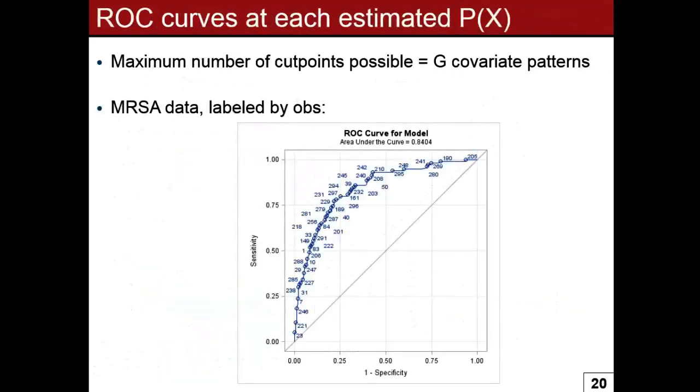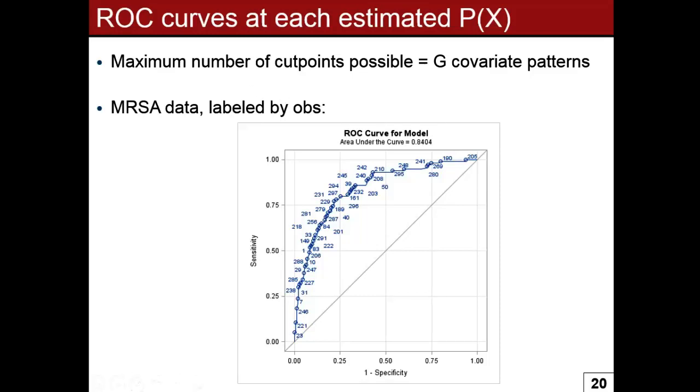So here we go. Here's an actual ROC curve that SAS would give you. This is the MRSA data set, the example that we've been using for logistic regression. If you fit some model, I don't remember which model it is, with some X variables to the data set, and you ask it for an ROC curve, it can give you something like this. This has way more points and smoothness to it than me predetermining cut points of 0.5, 0.25, and whatnot. And what it's doing is using all of the covariate patterns to determine the cut point.